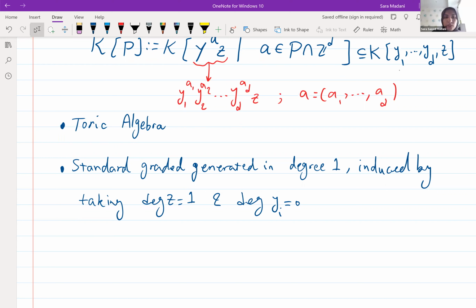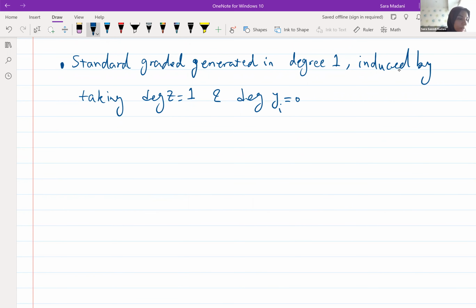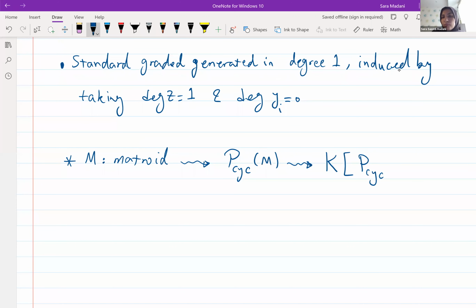and apply this structure on our own objects. You remember that we are working with matroids, so we take any matroid that you like. You know from yesterday that we had a polytope, a cycle polytope denoted by this notation. So this is a lattice polytope. So in the procedure that I mentioned already above, we can associate this algebra, the toric algebra associated to the cycle polytope of M. Just to simplify the notation, I just write K[psi_M] from now on.